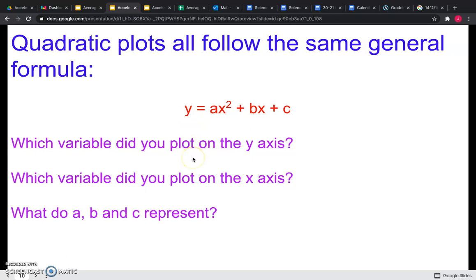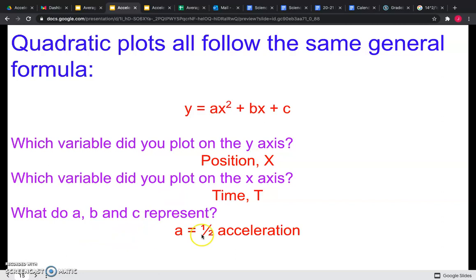So which variable do you plot on the y-axis? Well, that would be position, right? We mark that with an x. Which variable do you plot on the x-axis? That would be time. We mark that with a t. And then what do a, b, and c represent in this equation? Well, a actually represents half of the acceleration. If you're wondering why it's half, I can't really give you a very good explanation, but it comes from calculus. So you're just going to have to remember that a is half the acceleration.